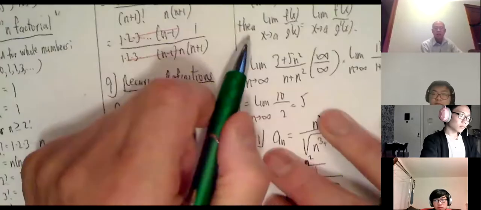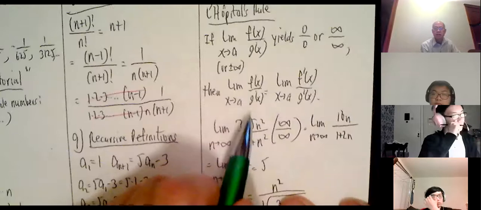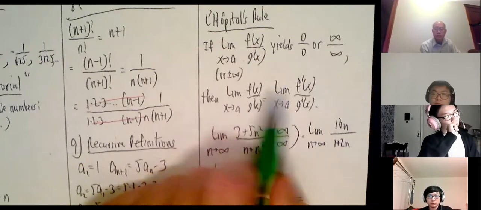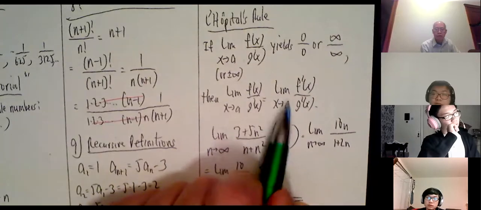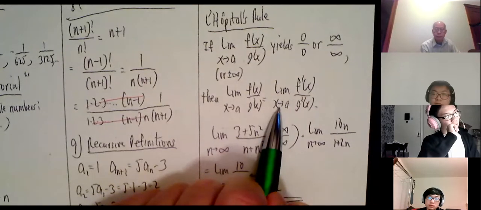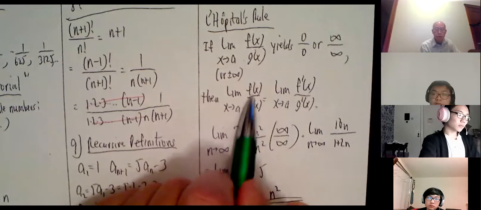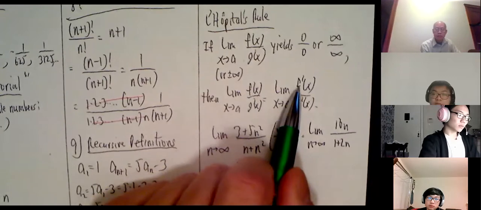So again, what's L'Hopital's rule? If the limit of a quotient gives you either 0 over 0 or infinity over infinity, take the derivative of the top and the derivative of the bottom, and you get the same limit. Word of caution, do not do the quotient rule. You might recall you don't do the quotient rule for L'Hopital's rule. Just take the derivative of the top and the derivative of the bottom.